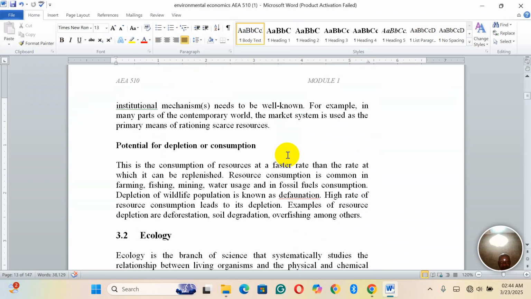So, the potential for depletion or consumption. This is the consumption of resources at a faster rate than the rate at which they can be replenished. Resource consumption is common in farming, fishing, mining, water usage, and in fossil fuel consumption. Depletion of a wildlife population is known as defaunation. Defaunation and high rates of resource consumption lead to depletion. Examples of resource depletion are deforestation, soil degradation, and overfishing, amongst others.